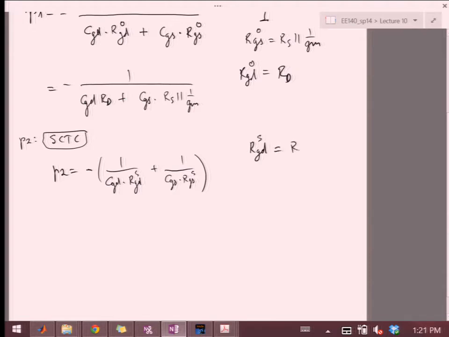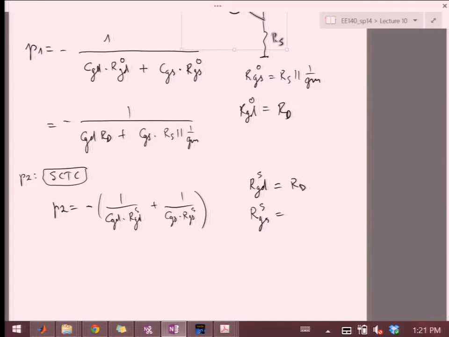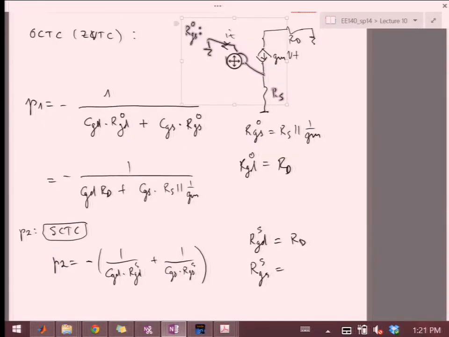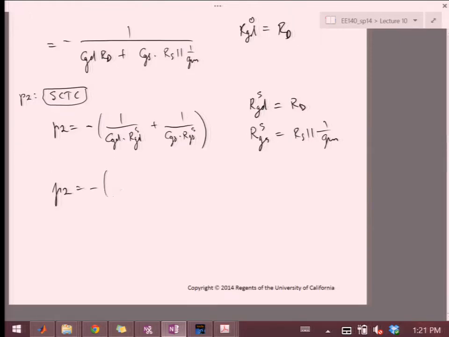Just to take a look at these, RGD short is again RD. And RGS short, that would also be kind of the same thing in this case, simply because whether I've shorted CGD or not makes really no impact on what this source is seeing. So it's still seeing RS in parallel with 1 over GM. So now P2 is minus 1 over CGD RD plus CGS times RS in parallel with 1 over GM.